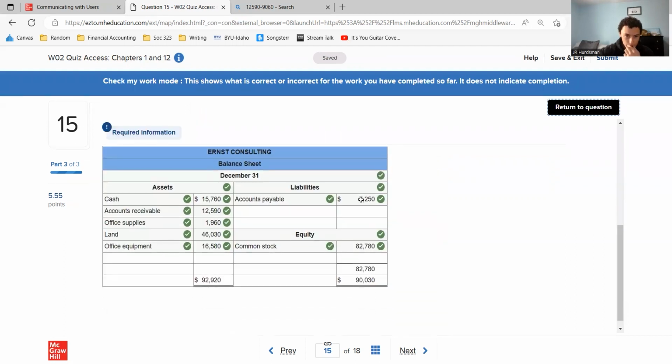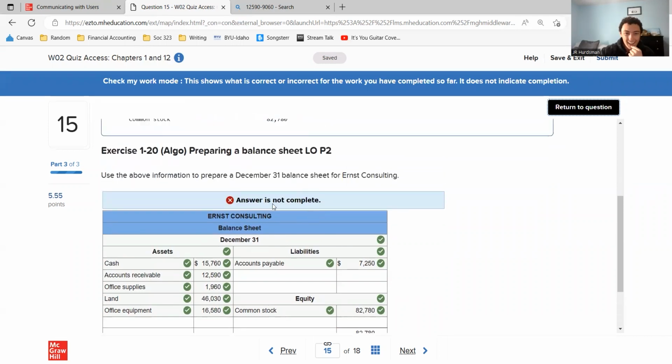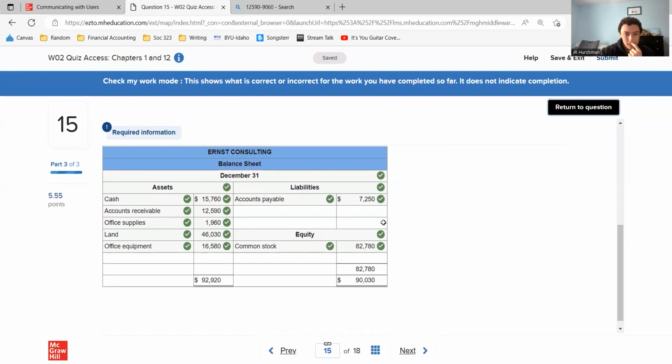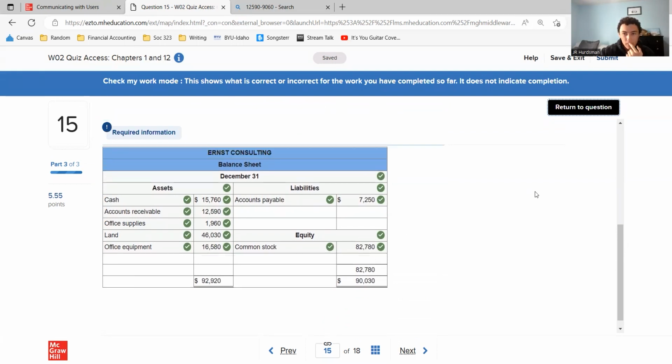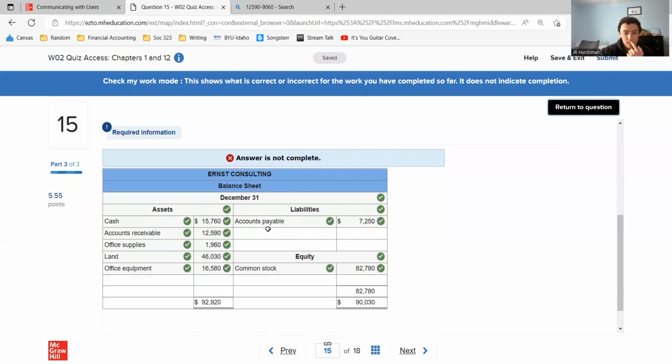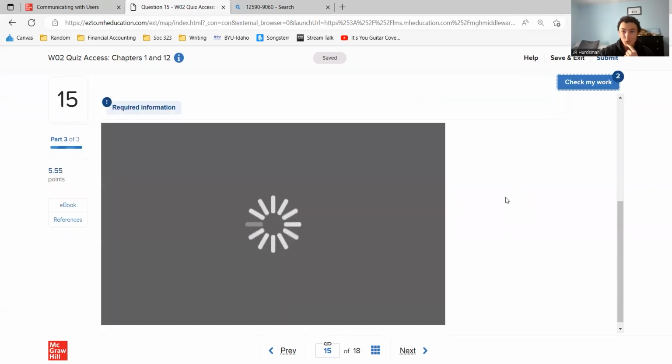Oof. All right, we're missing something. I won't lie, I don't know what we're missing. It says it's not complete. Okay. And when I watched Brother Lewis's video, there's something like usually it's blank spaces. So I'm just going to check if there's any blank spaces where I was supposed to put anything.